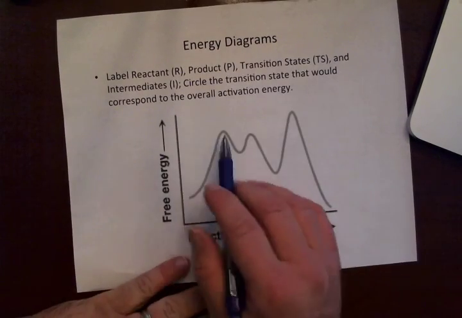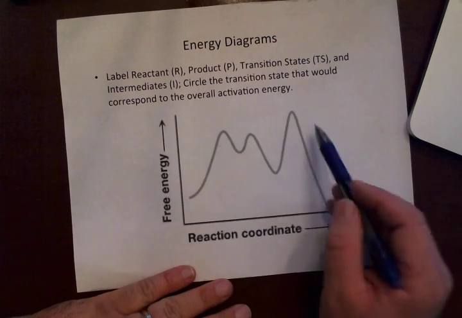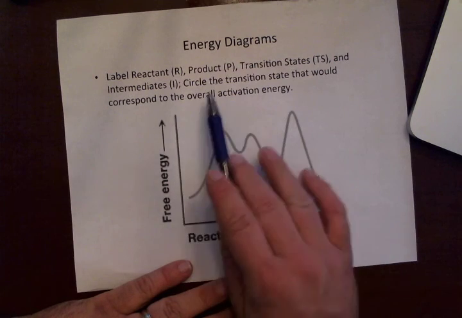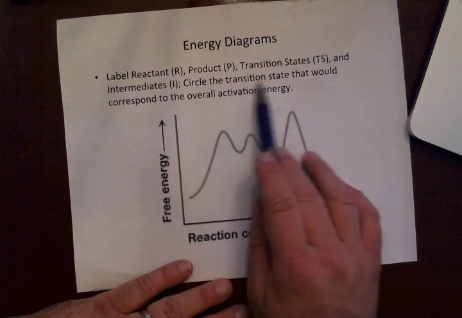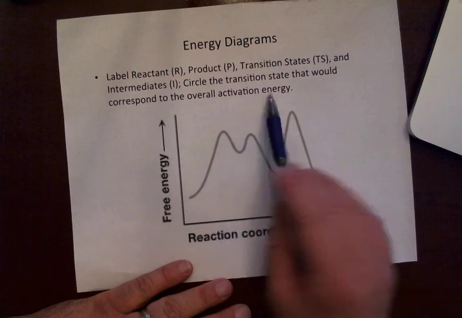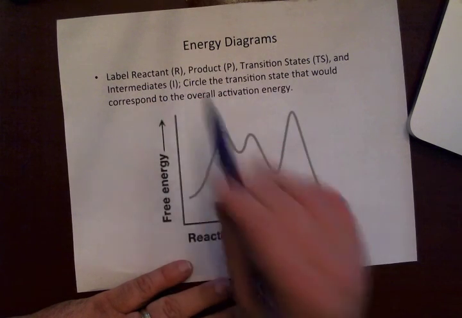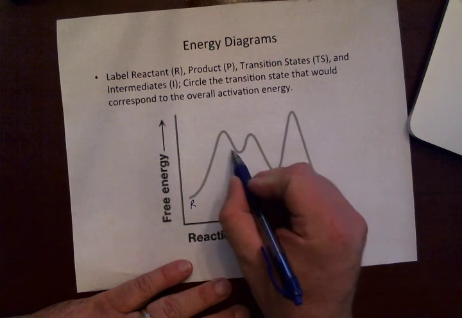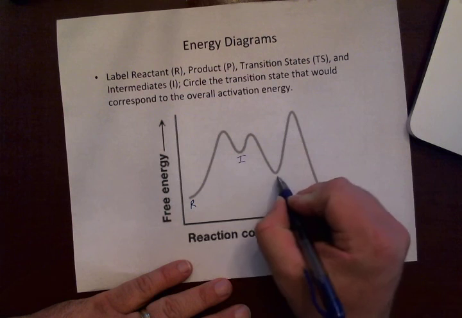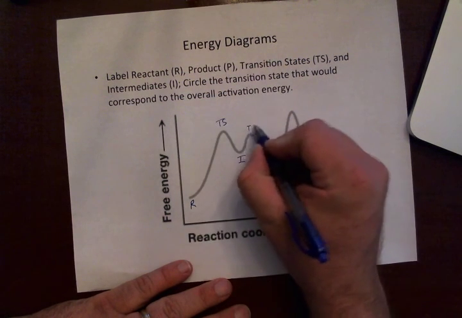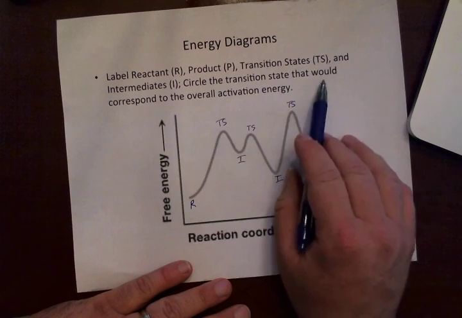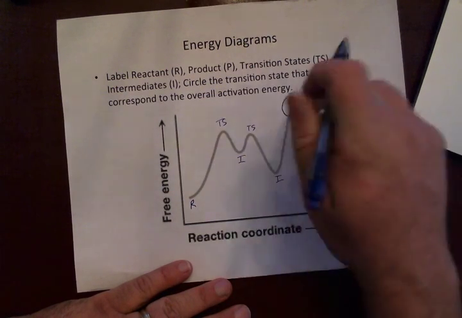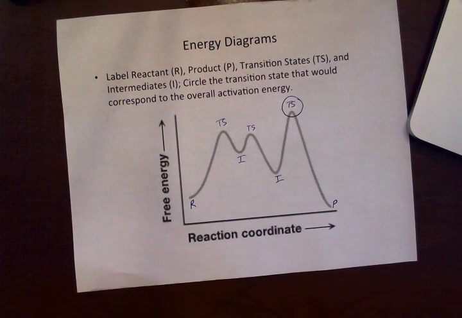Now, the last one is you're going to have this energy diagram. With that, you're going to need to label the reactants, products, transition states, and the intermediates. You're also going to need to circle which transition state corresponds to the overall activation energy. First off, we're going to label these. The reactants start here, the products are here. Your intermediates are these local minima, and the transition states are the humps. The transition state that corresponds to the activation energy is the highest hump, so it's right here, the highest energy. That's what it is. So there you go. Good luck.